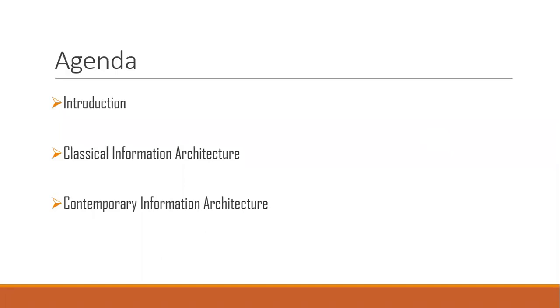Let me go over the agenda again. It's just a 3-point agenda. We have an introduction where I'll introduce what information architecture is all about. Then we'll look at the classical components of information architecture. And then finally, we'll look at the contemporary components of information architecture.